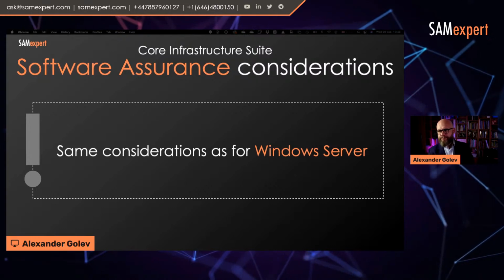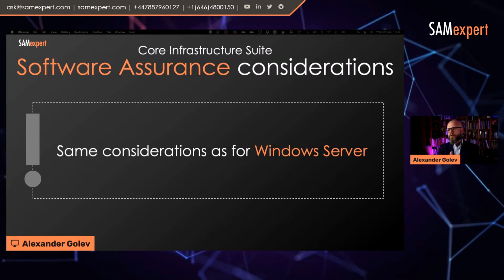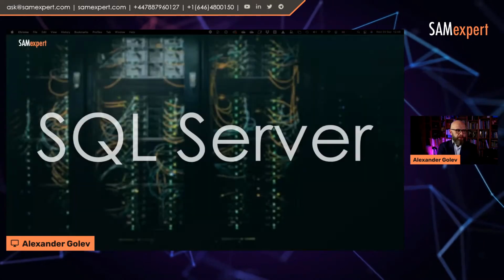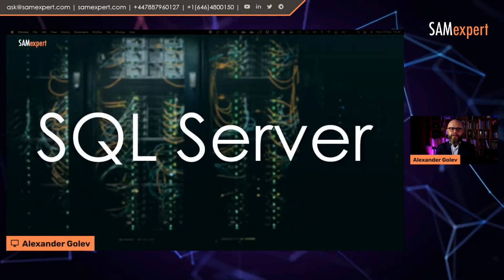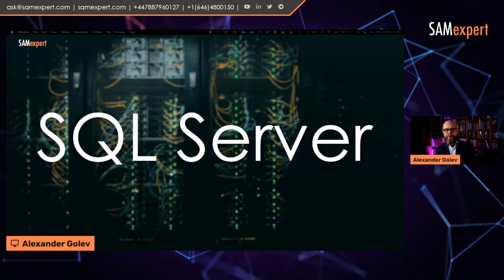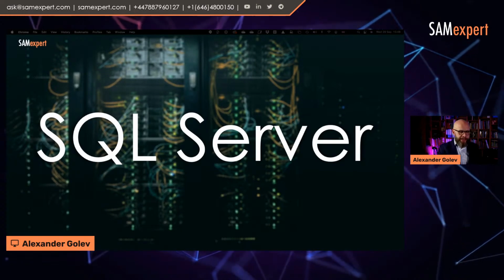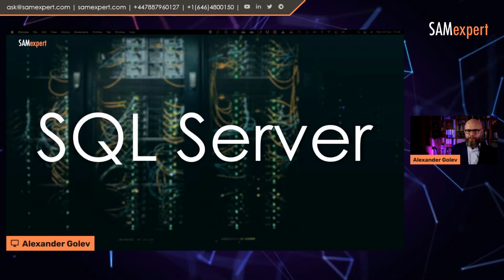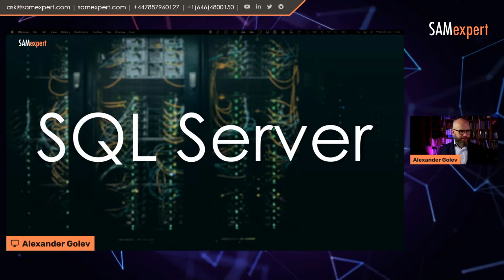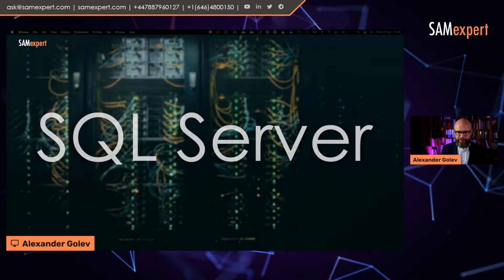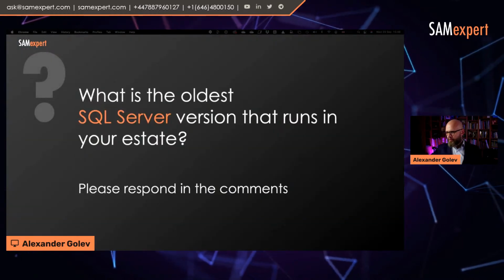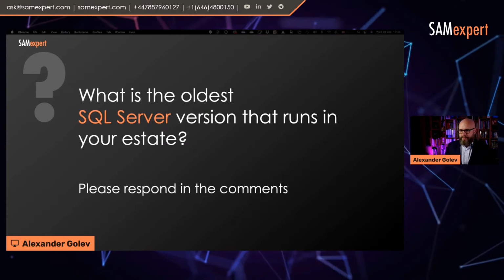Anyway, SQL Server. So software assurance considerations are the same. As I said, same as Windows Server in the majority of cases. So CIS is easy to understand as long as you know Windows Server and System Center. SQL Server is the most anticipated part of this training, according to all the polls that I did. And I have a question for you, which you can answer in the background. I'll keep watching what versions pop up.